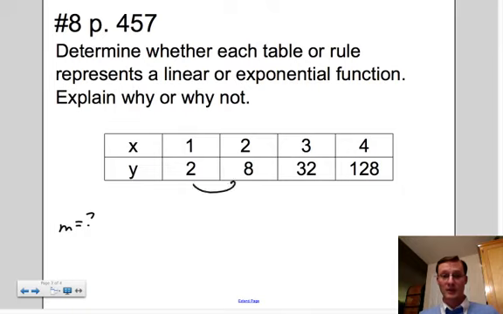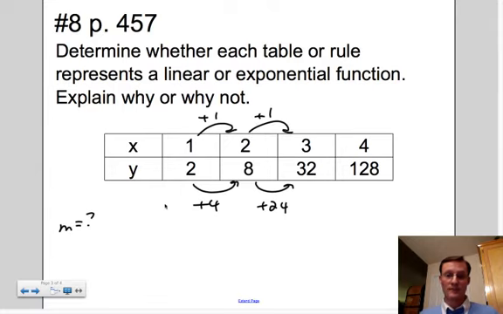So y goes up by 4, x goes up positive 1. Y goes up 24, x goes up 1. So 4 divided by 1 is 4. 24 divided by 1 is 24. Of course, slope is rise over run. So you notice we don't have the same slope in this case. So this is definitely not linear.